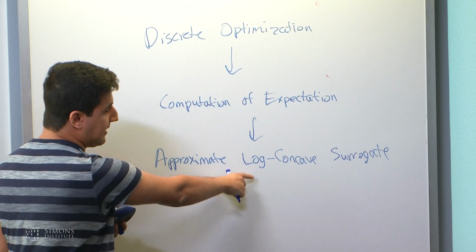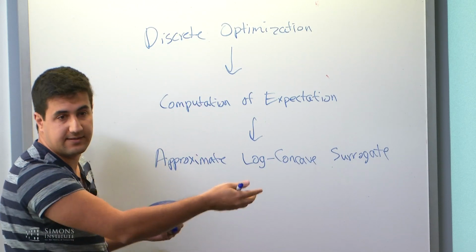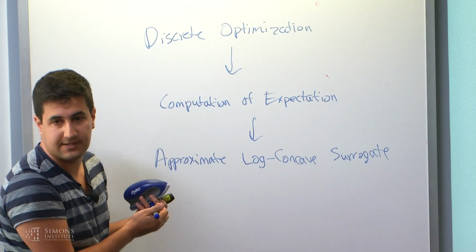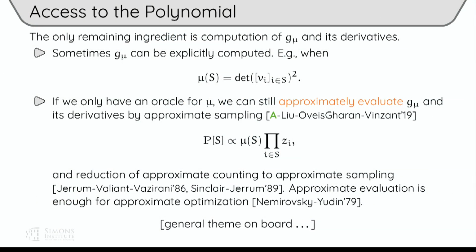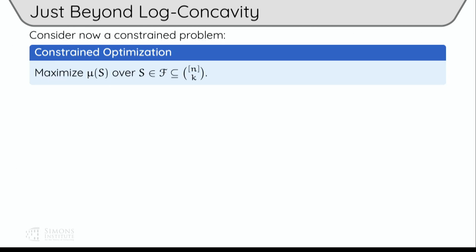And then we basically optimized this surrogate instead of the original optimization problem. So the question now is, when we are dealing with a discrete function whose polynomial is log-concave, this all works, but can you go beyond this? What I'm going to show you is a special case. There are more general things that you can do, but for simplicity, we are going to focus on this specific problem. Think of constrained optimization now.